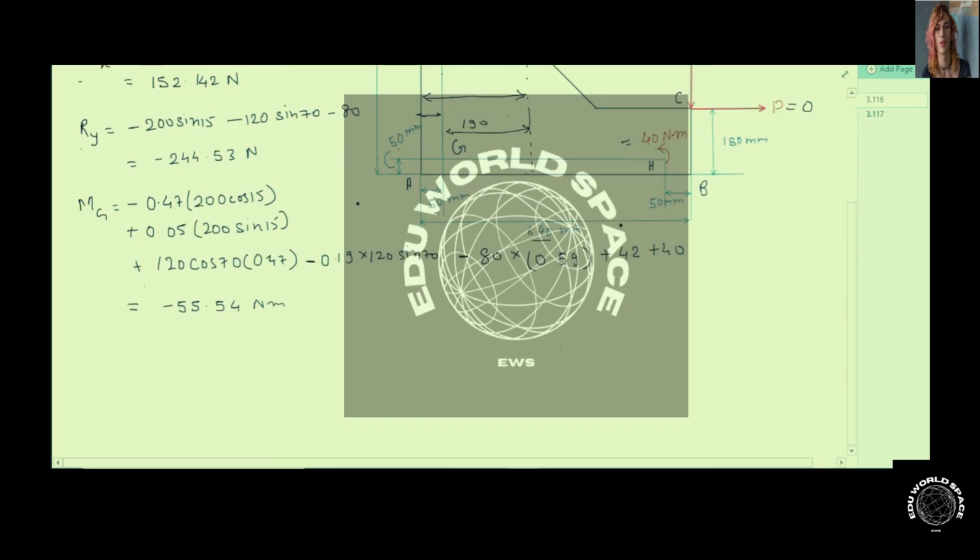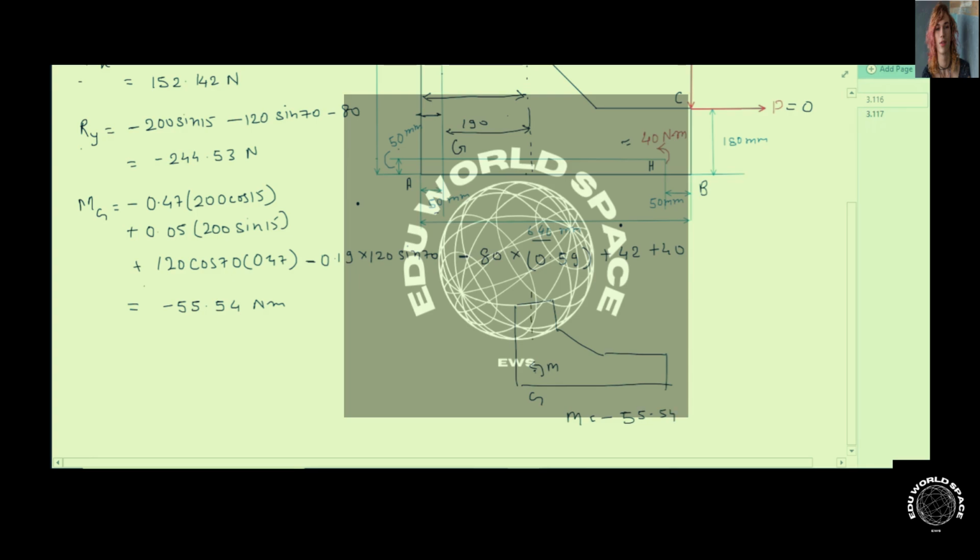All right, so we have calculated that if we convert this system into an equivalent system at point G, then at point G the moment value is 55.54 in negative direction, so it will be in clockwise sense. So if here I am considering it to be M, so M is equal to negative, minus 55.54.